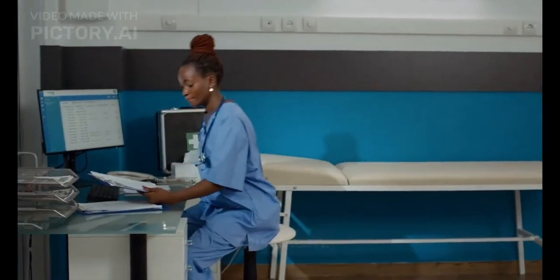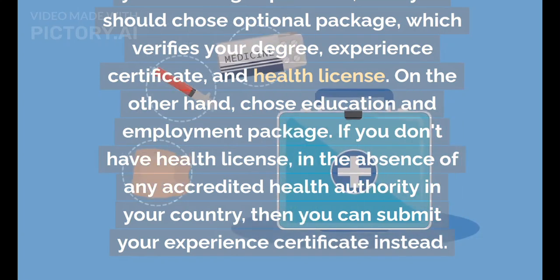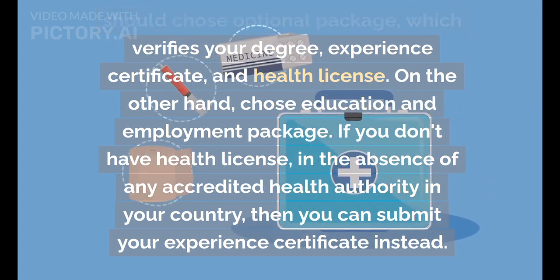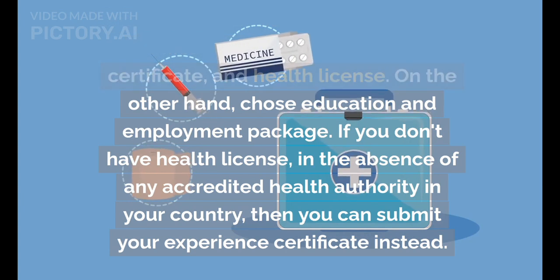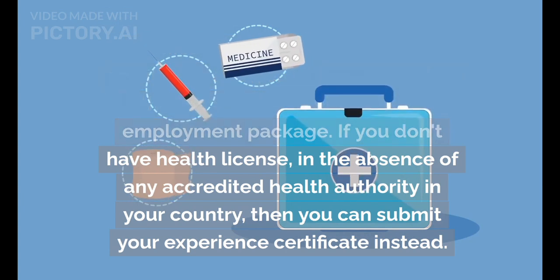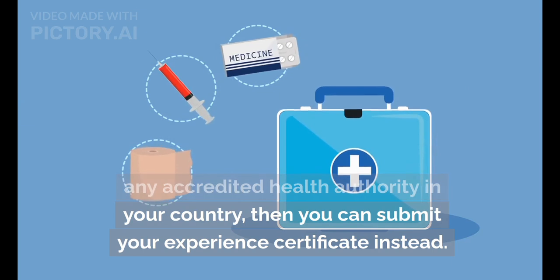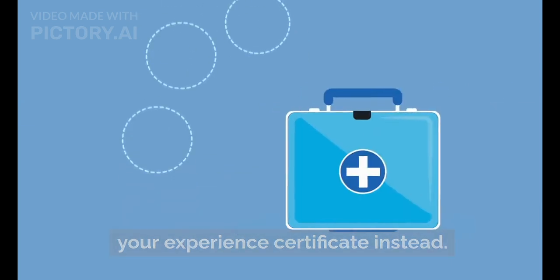Because, if you are an IMG and have 1 year of working experience, then you should choose the optional package, which verifies your degree, experience certificate, and health license. On the other hand, choose the education and employment package if you don't have a health license, in the absence of any accredited health authority in your country, then you can submit your experience certificate instead.